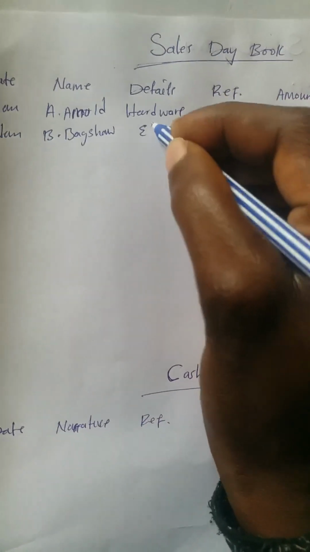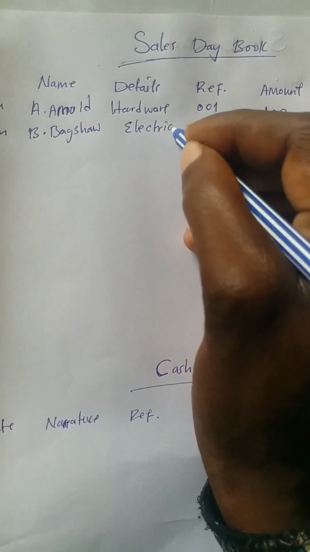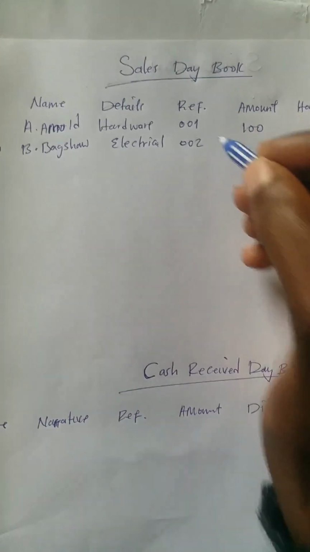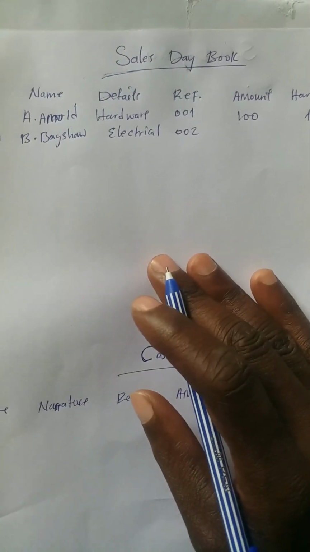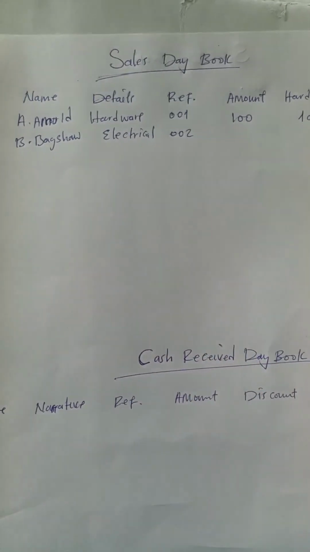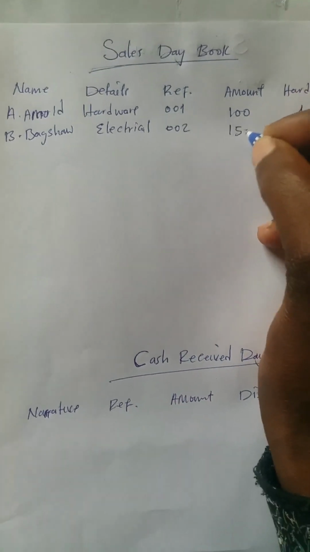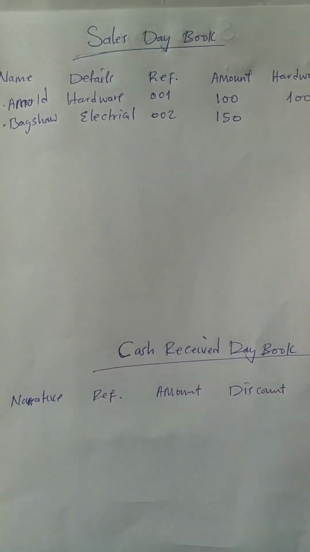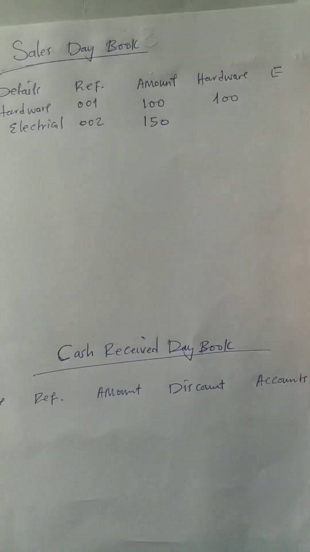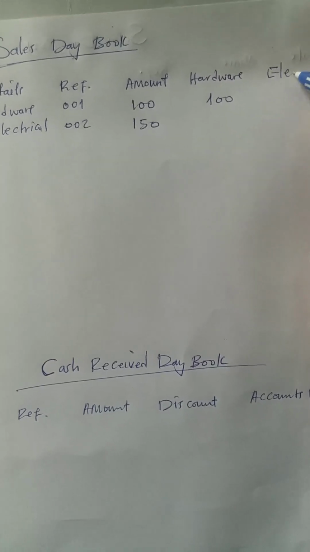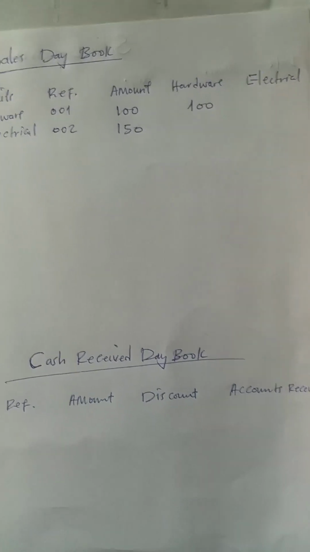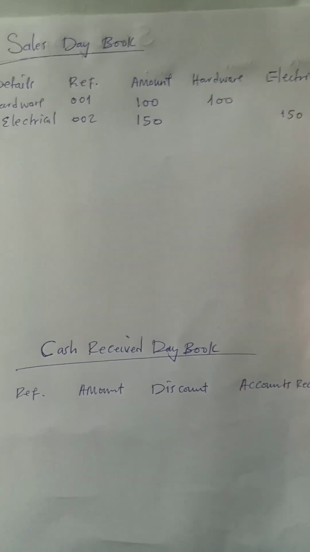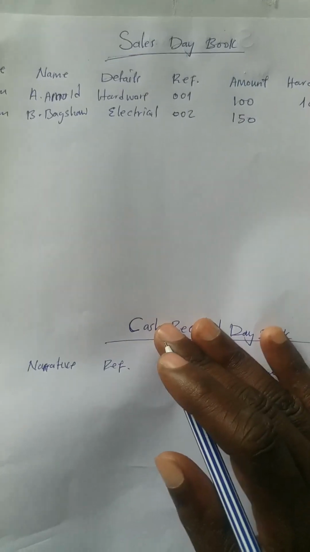So electrical goods, and the reference number you put according to that source document. The amount you are interested in recording in the sales day book is 150 kwacha. Then for electrical we have another analytical column, and the amount is 150. So under electrical items, we've sold 150 kwacha to B. Bagshaw.